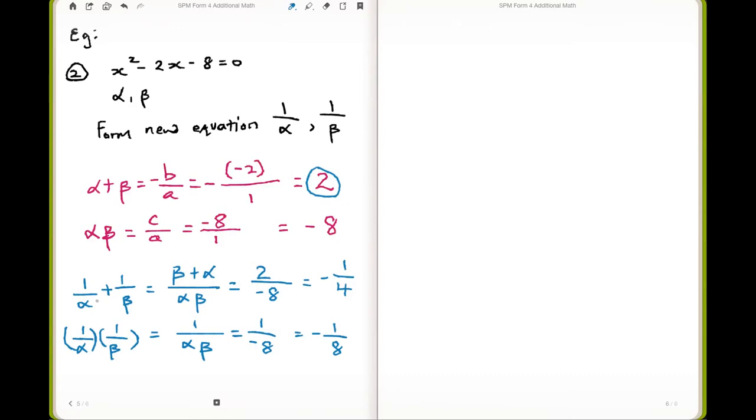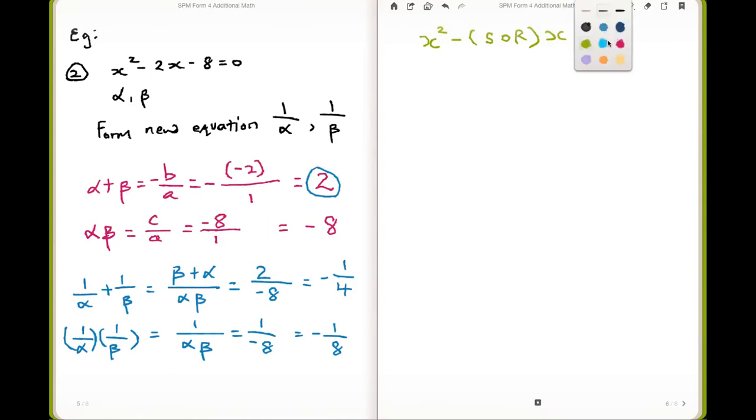If you have the sum of roots and product of roots, the next thing is you need to substitute into the general equation for getting the equation, which is x squared subtract sum of roots x plus product of roots equals 0. So therefore, you substitute those values into here and here.